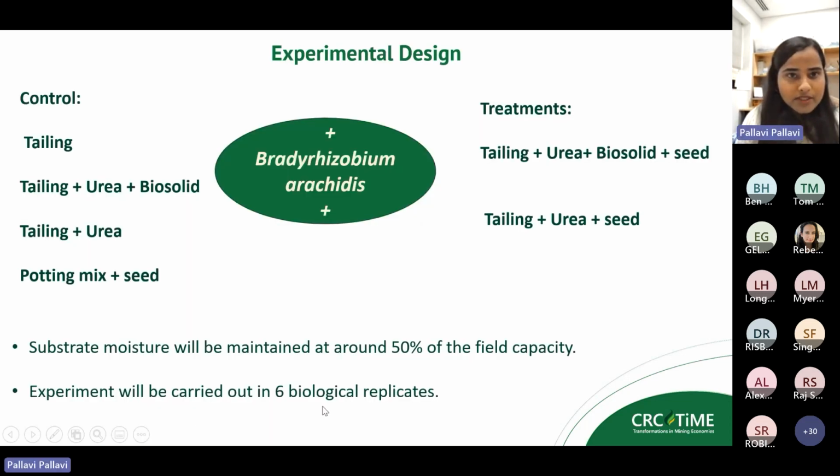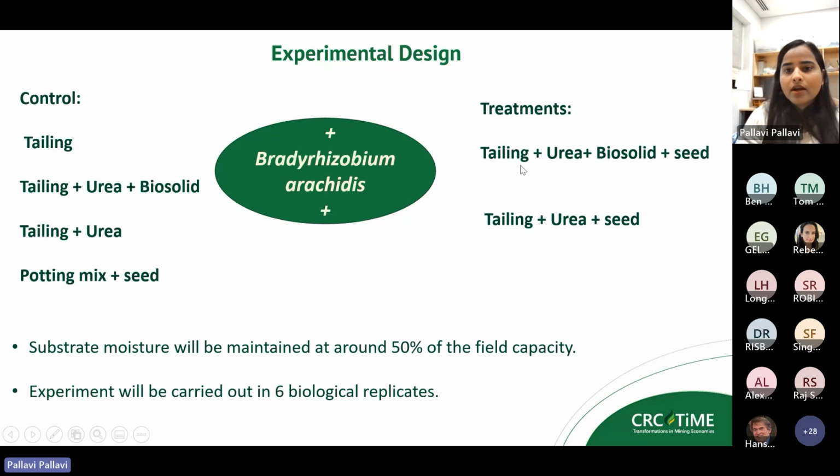Now I'm going to discuss my experimental design. I will have controls. First will be tailing, second tailing, urea and biosolid, third will be tailing and urea, and the fourth will be potting mix plus seed. The reason I'm using potting mix is that it will be the ideal condition for plants to grow. They are nutrient rich, and plants do not have any problem growing in them. Seed here means the list of the species that I showed you on the previous slide.